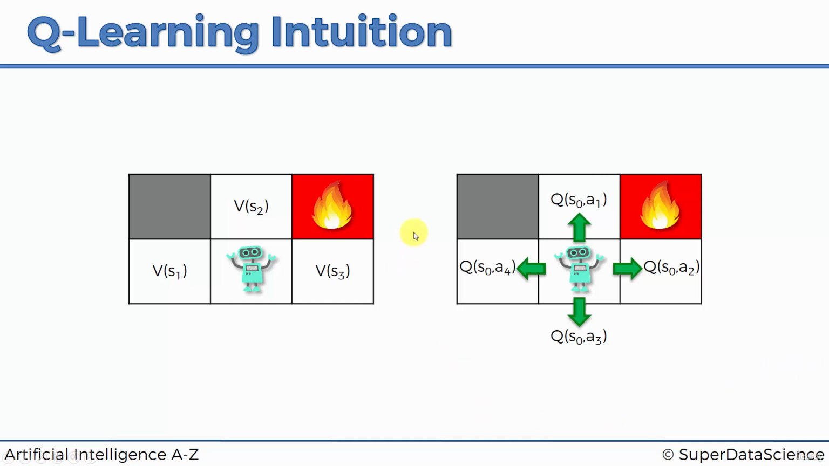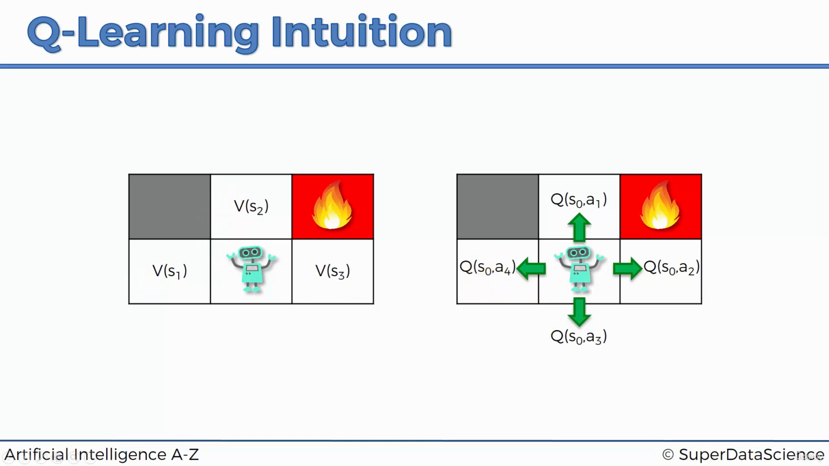We're going to take the same exact concept, same exact problem, but instead of looking at the values of each state that he can end up in, we're going to look at the value of each action. So we're not going to use the letter V anymore, because V is for the value of the state. We're going to use Q.